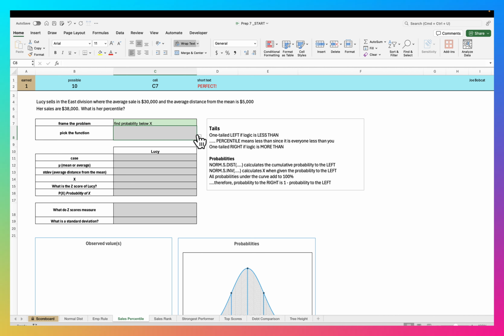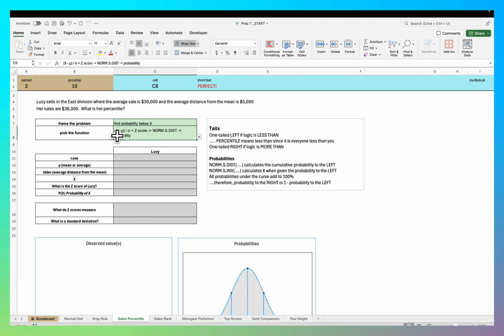And then we're going to pick the function. And this is going to seem a little overwhelming at first, but it will make sense by the time we get to the end of it. So we're trying to find probability, right? Because percentile is probability. So you look at the end of this. Oh, this is the one that ends up with probability. So it's got to be this one. But let me explain this a little bit.